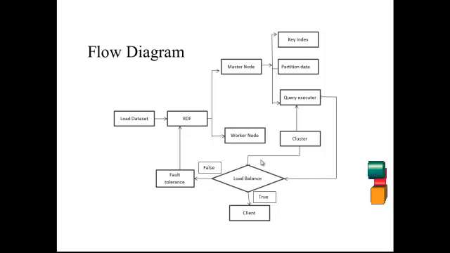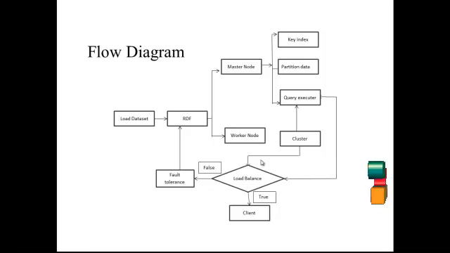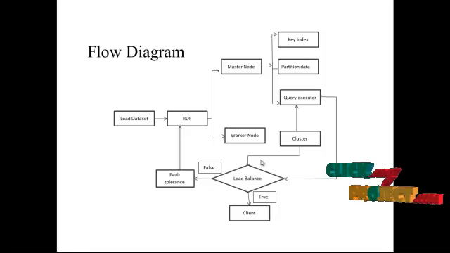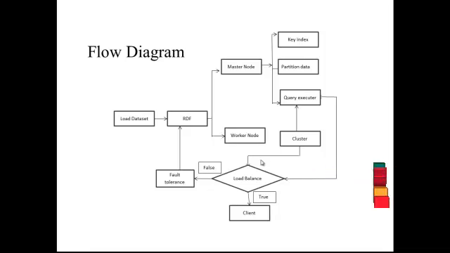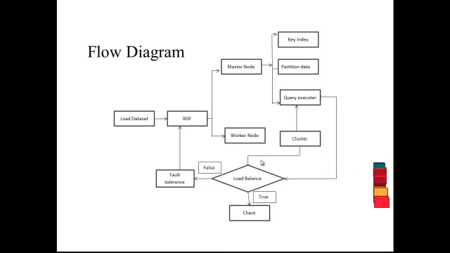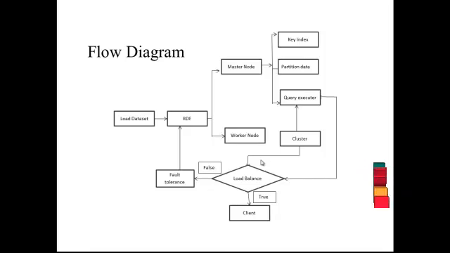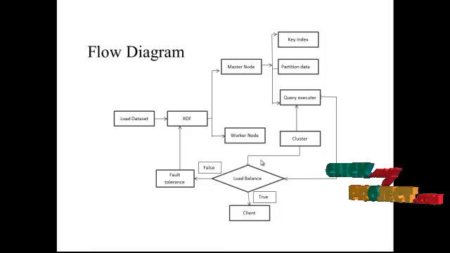Finally it comes to the load balance. The load balance again processes these two nodes. The two sets of data will be verified and checked. The data will be validated based on some attributes, whether it is true or false. If the data is true or correct, only then does it go to the client. The client accepts the data.